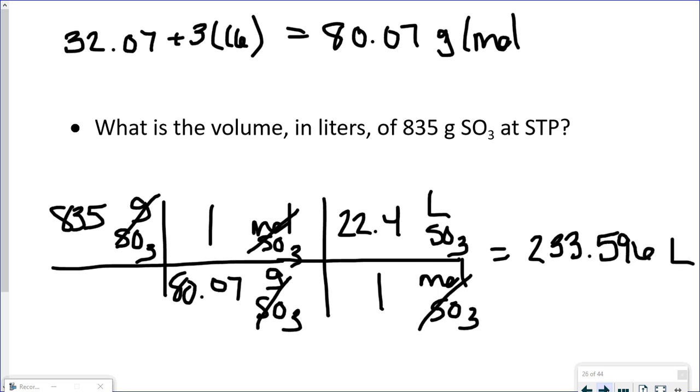And then go back and deal with your sig figs. Since our original number of 835 grams has 3 digits, we'll round our answer to 3 digits. So we'll round it to 234 liters of sulfur trioxide. You could have done this in 2 separate steps, but a lot of times it's less work to do it in one long step. Just make sure that you're clearly showing your work and clearly able to mark out all of the unneeded units. Let's look at another problem.